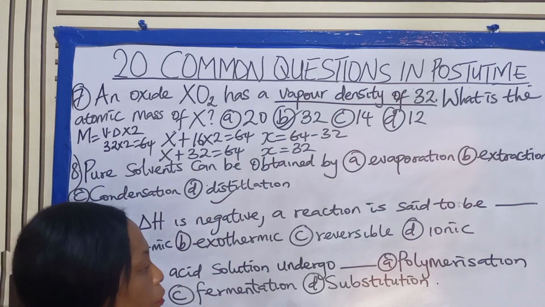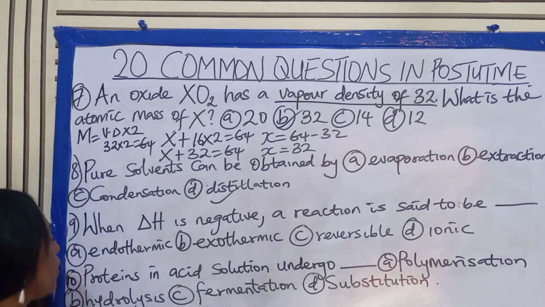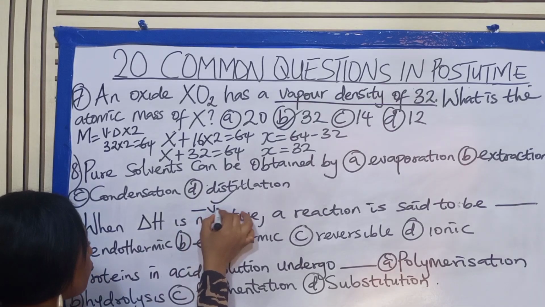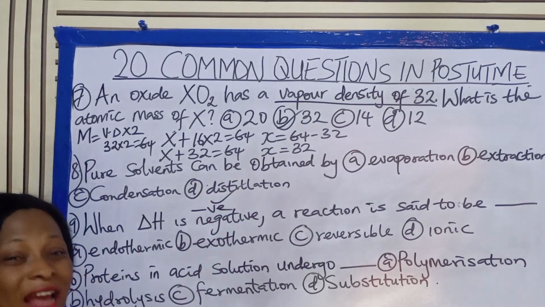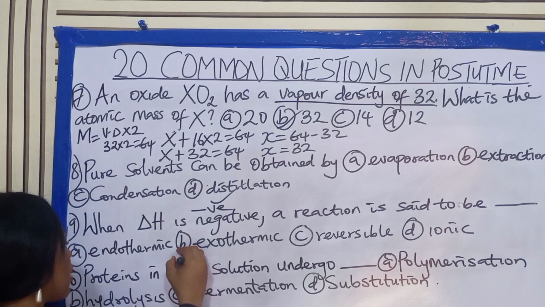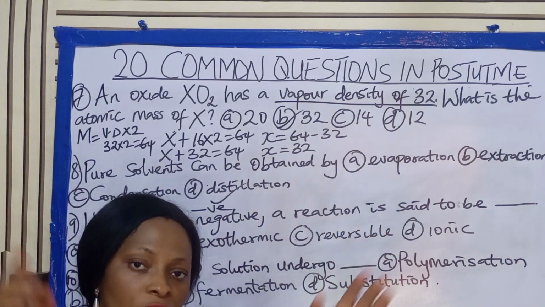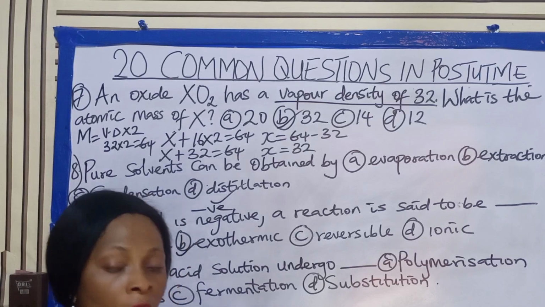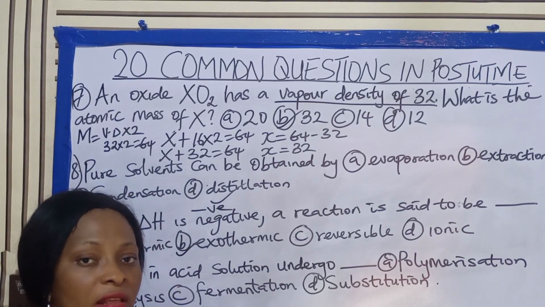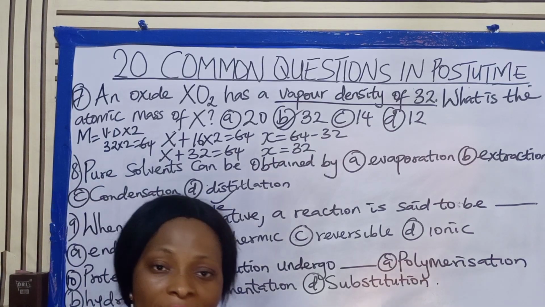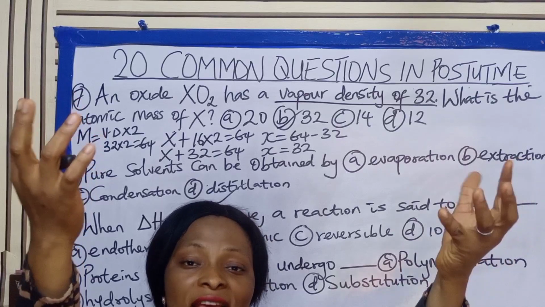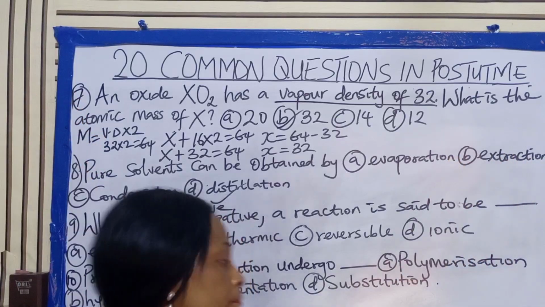Then number 9, when enthalpy change is negative, a reaction is said to be dash: endothermic, exothermic, reversible, ionic. Now, when delta H is negative, we say that the reaction is exothermic. Exothermic means that heat is released to the atmosphere. But when it is positive, we say the reaction is endothermic. Endothermic means that heat is absorbed.